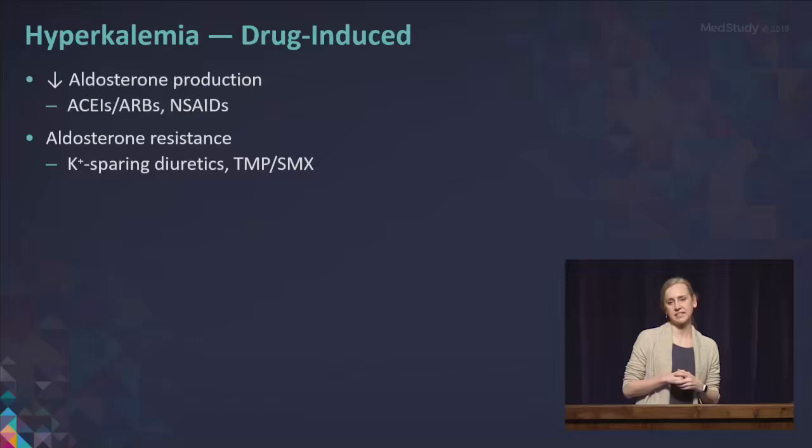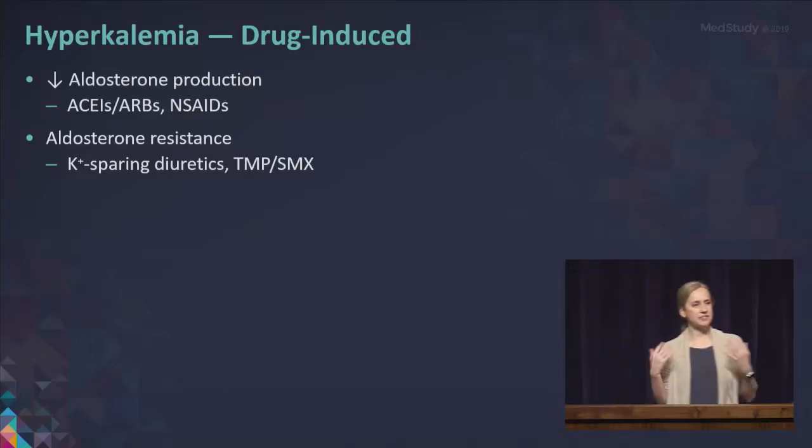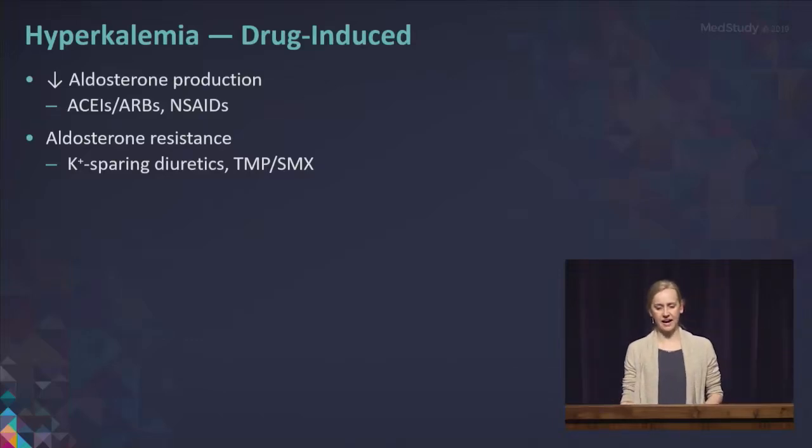Hyperkalemia is another important side effect of many medicines. There are basically two mechanisms that can cause this to happen. The first one is decreased production of aldosterone. Remember, aldosterone works in the distal kidney to cause excretion of potassium and intake of sodium. So both ACEs and ARBs and NSAIDs can decrease the amount of aldosterone in your system. The other mechanism is aldosterone resistance. So if the aldosterone gets to the distal kidney but it can't work, then that's also going to inhibit that same exchange of sodium and potassium.